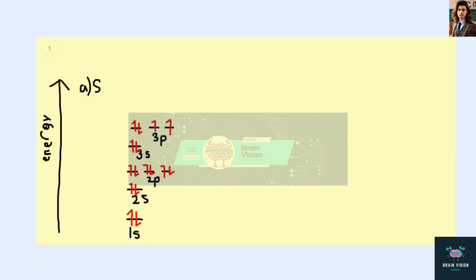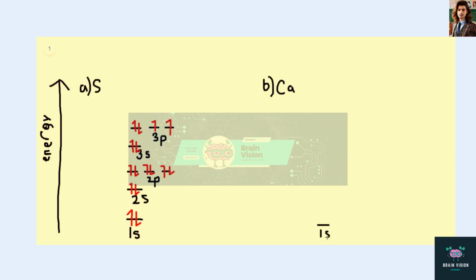Let's try it again with calcium. So calcium is found in the s block and in period 4. So this time our orbital diagram is going to go up to 4s.